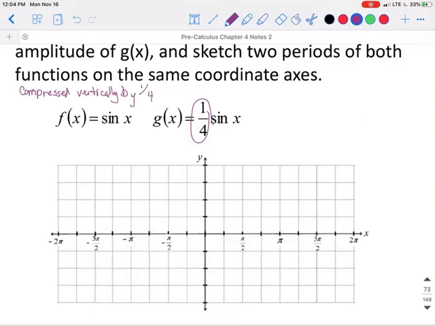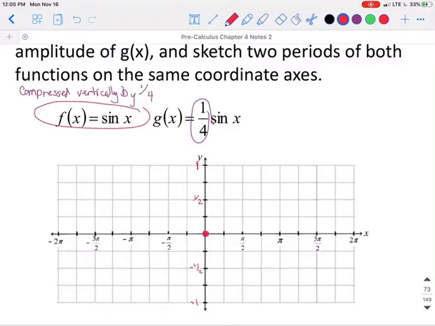Now we need to graph the sine function and the 1/4 sine function. The sine function itself starts at 0, 0. Let's let our amplitude of 1 be here. Let this be 1/2. This will be -1/2 and -1.